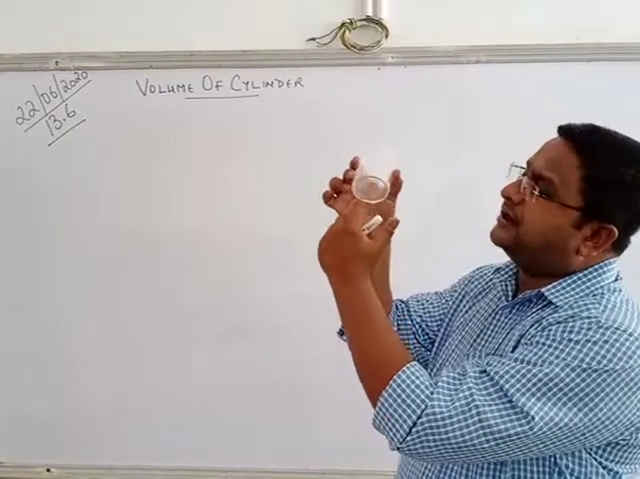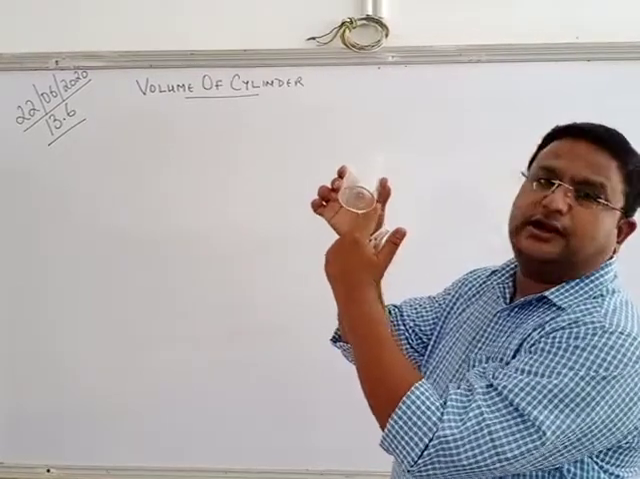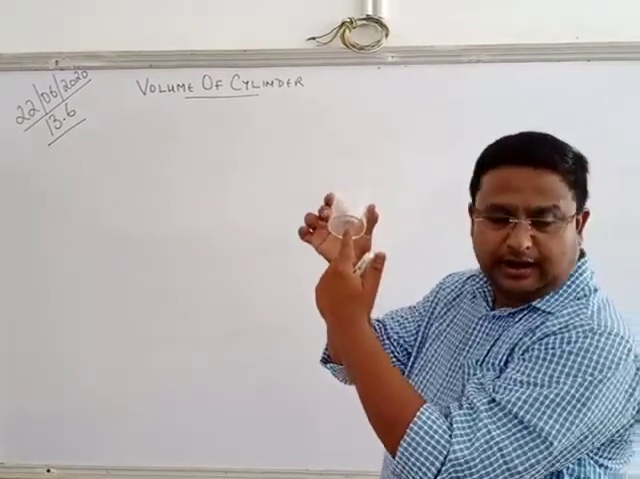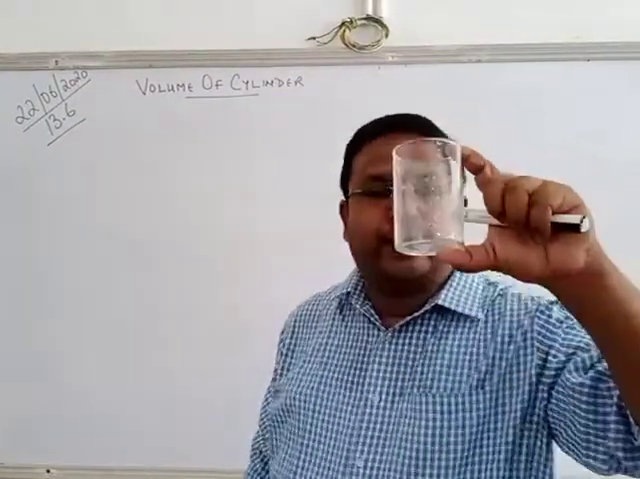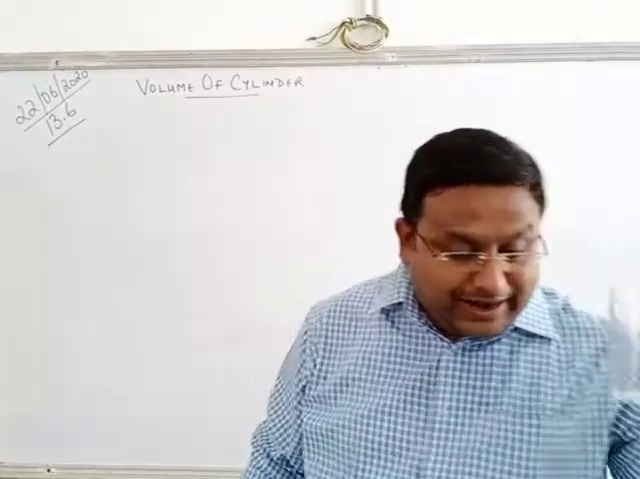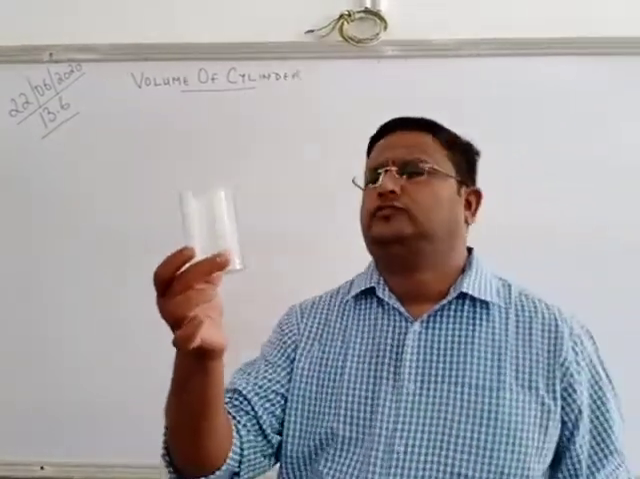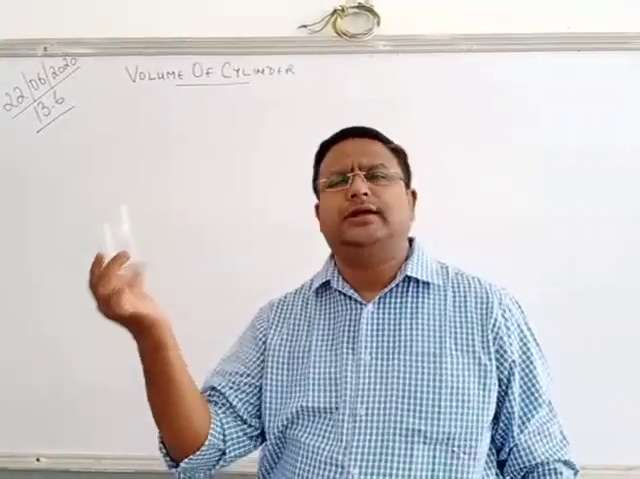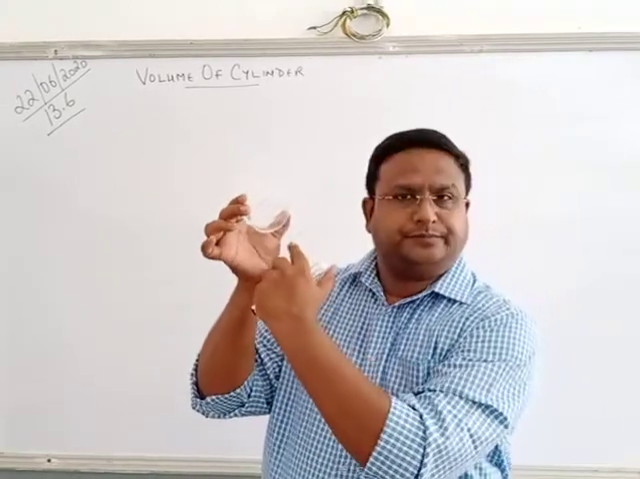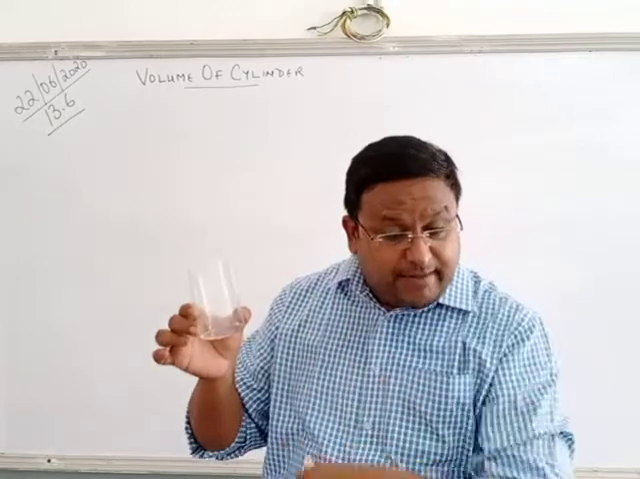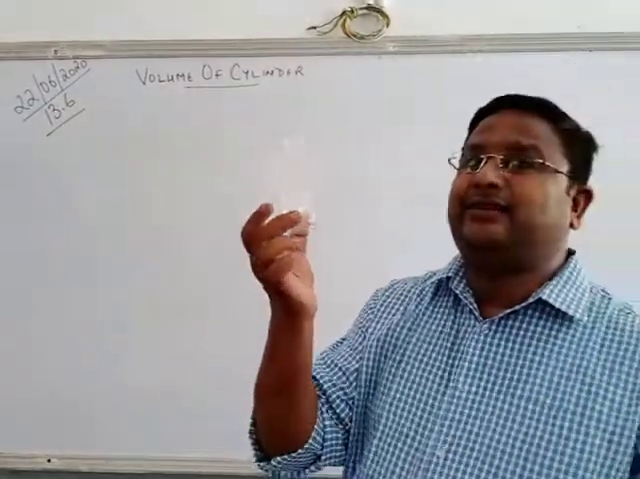So can we find the radius from here? Circumference of circle is 2 pi r. We can find r, and the height is given to you 25 centimeter. How many liters of water can it hold? The volume of cylinder. Formula for volume of cylinder: pi r square h. r we will get from here. Clear?